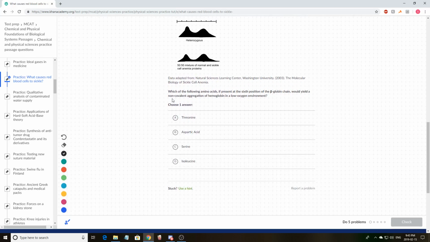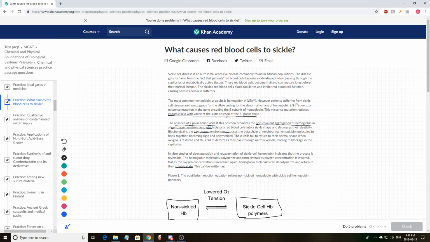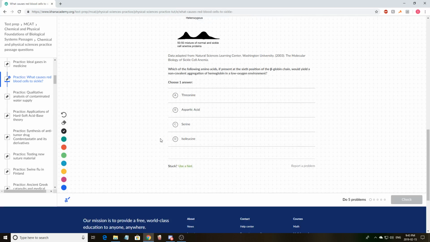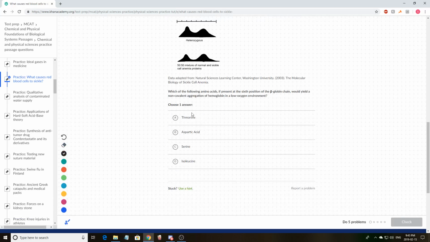So now let's get to the questions. It says, which of the following amino acids, if present at the 6th position of the beta globin chain, would yield a non-covalent aggregation of hemoglobin in a low oxygen environment? Well, again, based on the second paragraph, it says glutamic acid was replaced with a valine, and this is what essentially causes the aggregation of hemoglobin. So we have to find another amino acid residue that is similar to valine, such that it is non-polar, because they want a non-covalent aggregation.